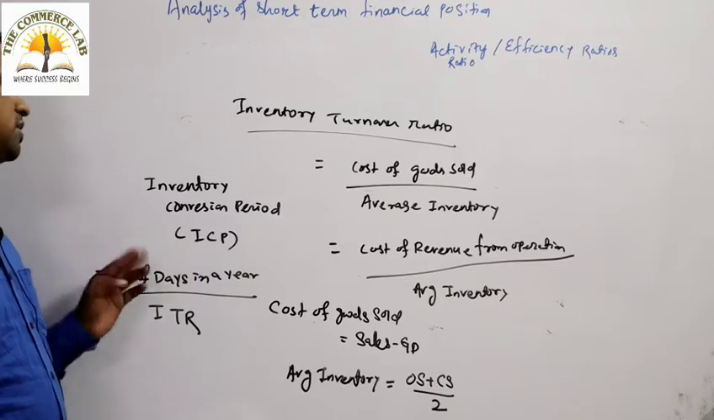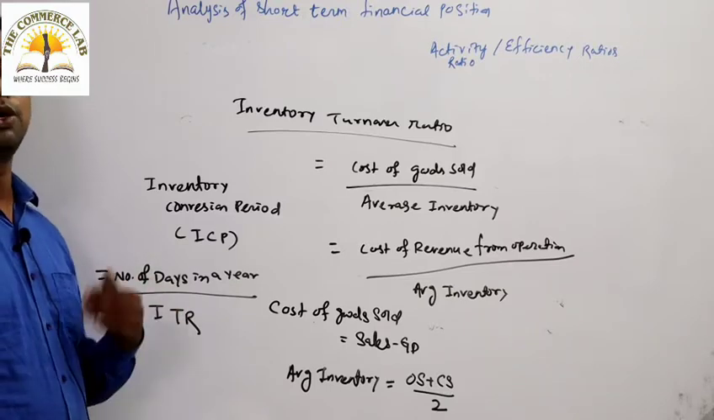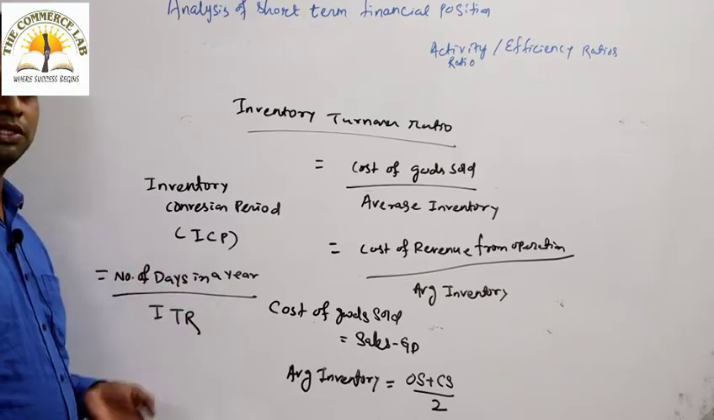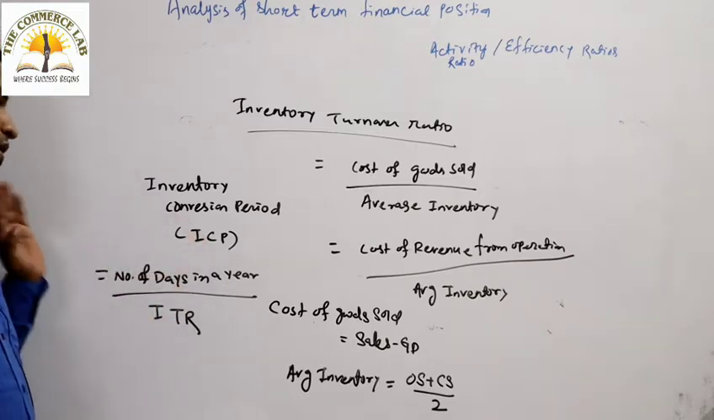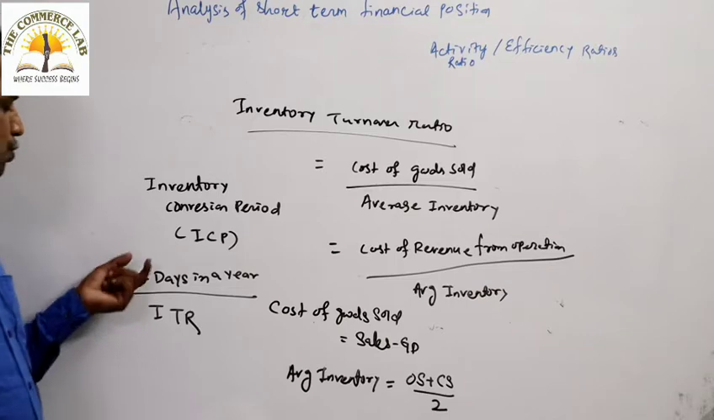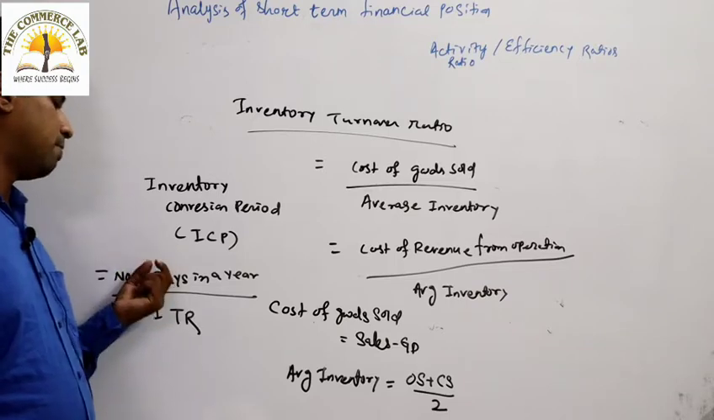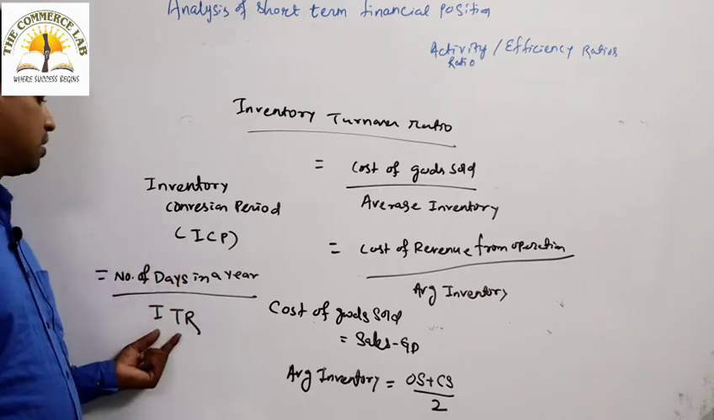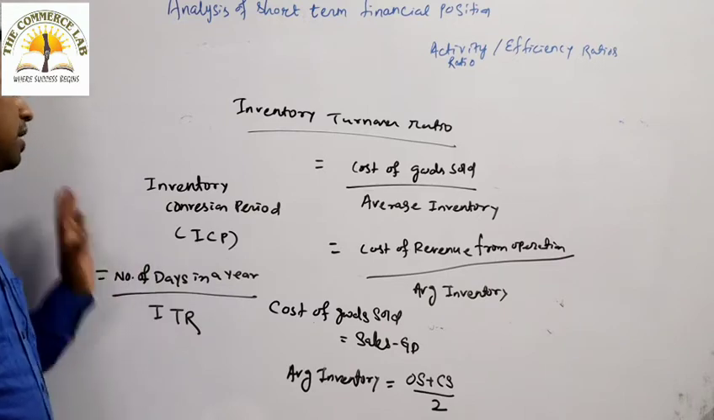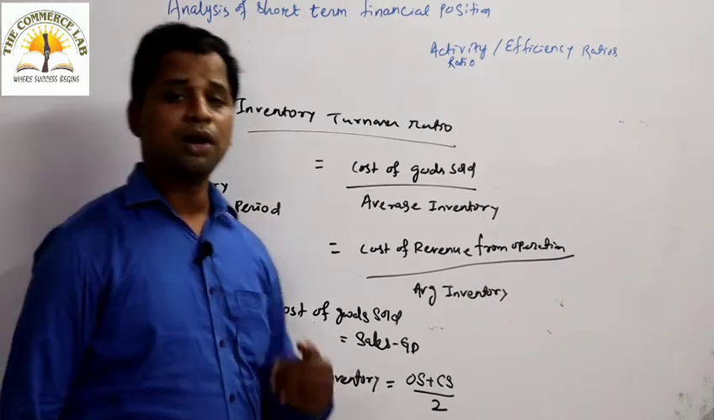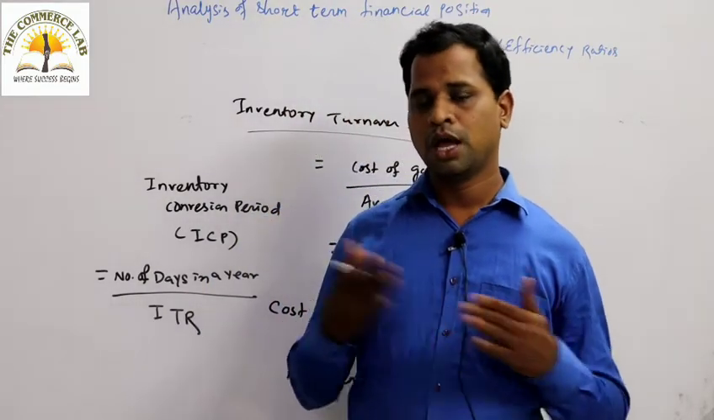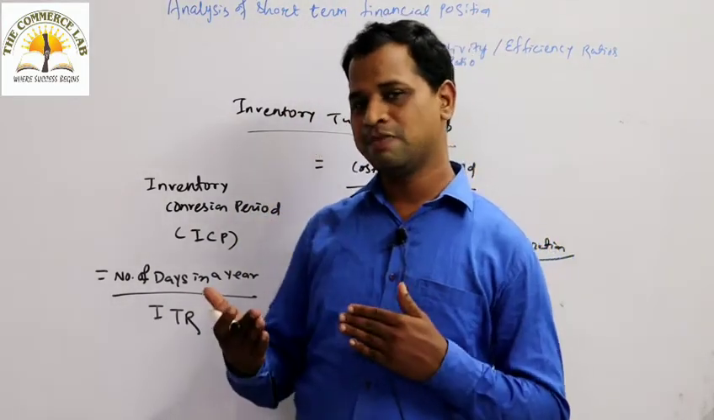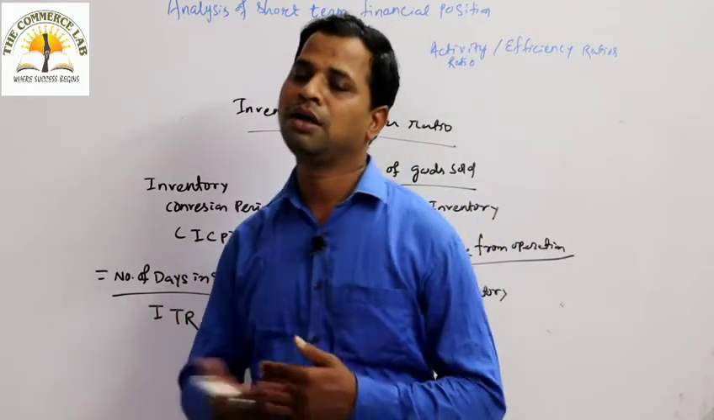Usually the number of days in a year is given in a question. It may be 365, it may be 360, it may be 280, something like that will be given, and you have to put that number of days in a year and the inventory turnover ratio, so that you can calculate the inventory conversion period. What do you understand by inventory conversion period? Inventory conversion period means at how many days' gap the inventories are being turned.